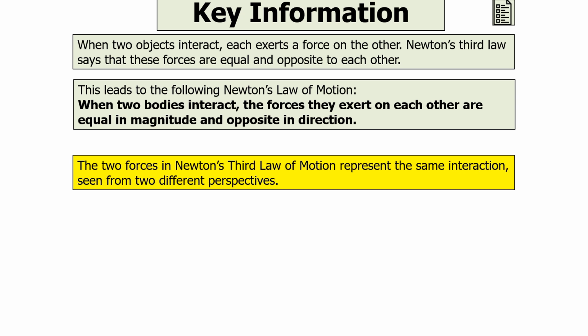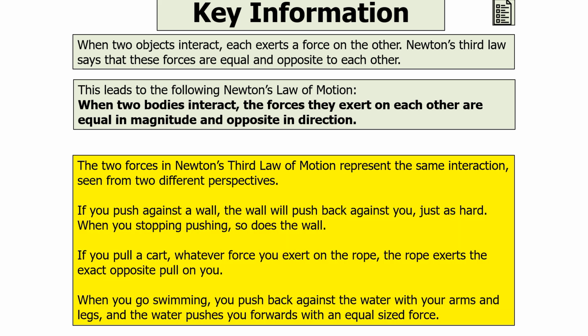Now the two forces in Newton's third law of motion represent the same interaction seen from two different perspectives. For example, if you push against a wall, the wall will push back against you just as hard. When you stop pushing, so does the wall. If you pull a cart, whatever force you exert on the rope exerts the exact opposite pull on you. When you go swimming, you push back against the water with your arms and legs, and the water pushes you forward with an equal sized force.